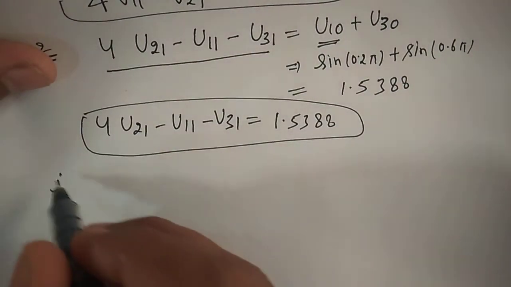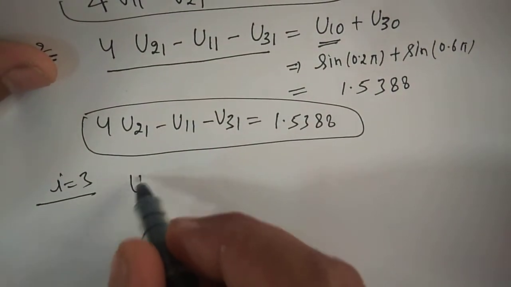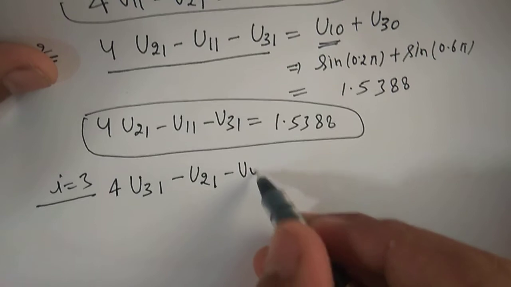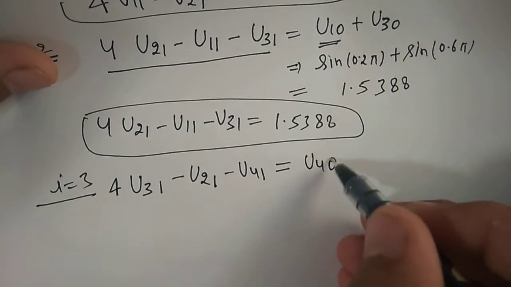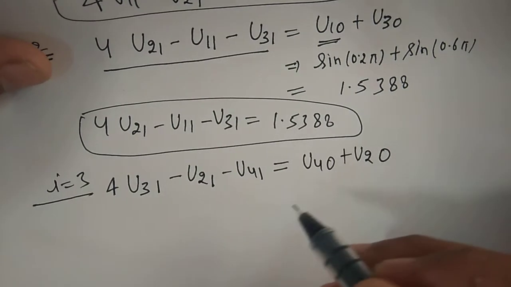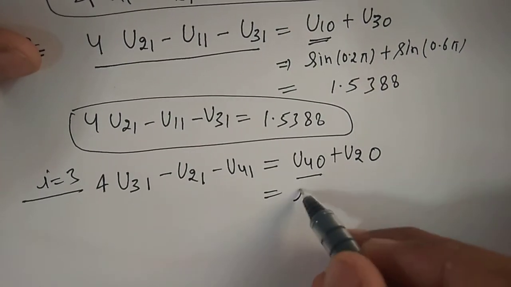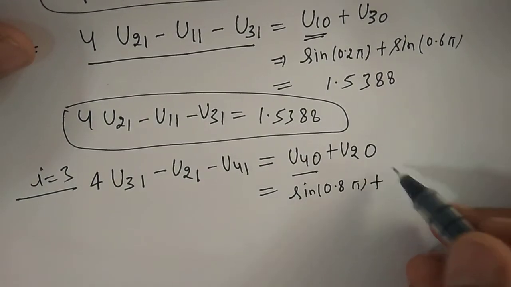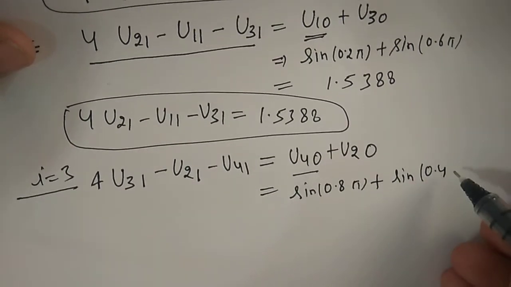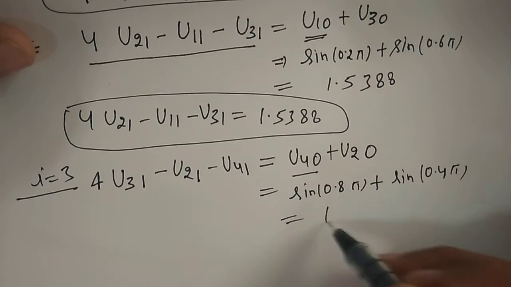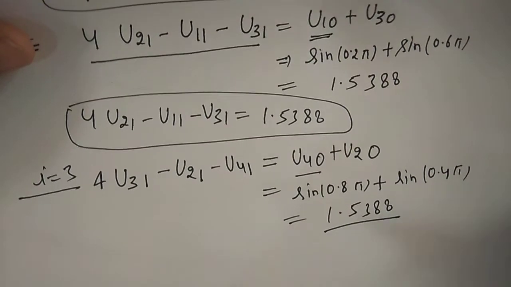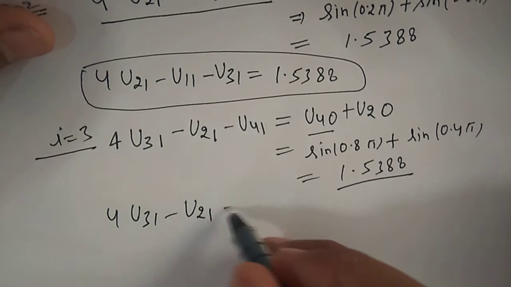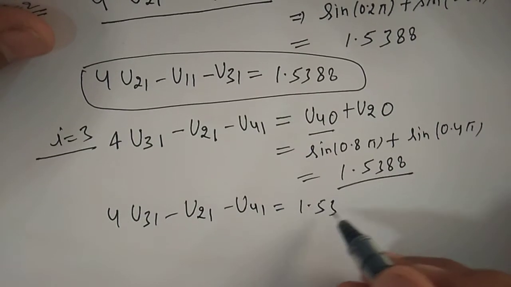Now i equal to 3. We have 4 u31 minus u21 minus u41 equal to u40 plus u20. So u40 means sine 0.8 pi plus u20 means sine 0.4 pi. So this will be 1.388 again. So we have the third equation, 4 u31 minus u21 minus u41 equal to 1.388.